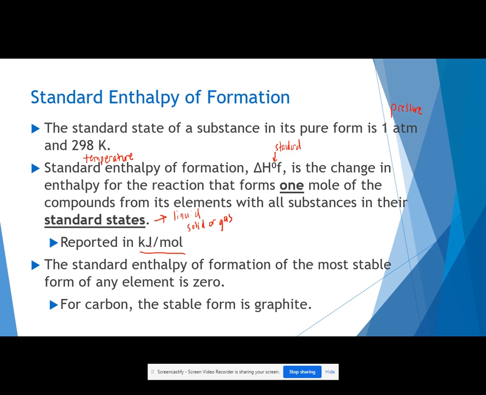The standard enthalpy of formation of the most stable form of an element is going to be 0. For example, if you have iron, Fe, just Fe, it's 0. For carbon, the stable form is graphite. And there are 7 elements that are most stable in their diatomic form, so make sure you write these down: H2, O2, N2, I2, Br2, F2, and Cl2. So hydrogen, oxygen, nitrogen, and your halogens.